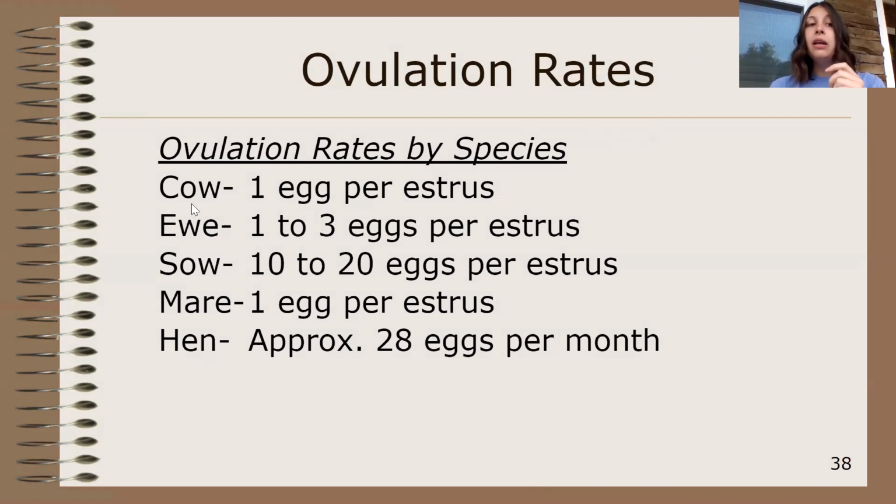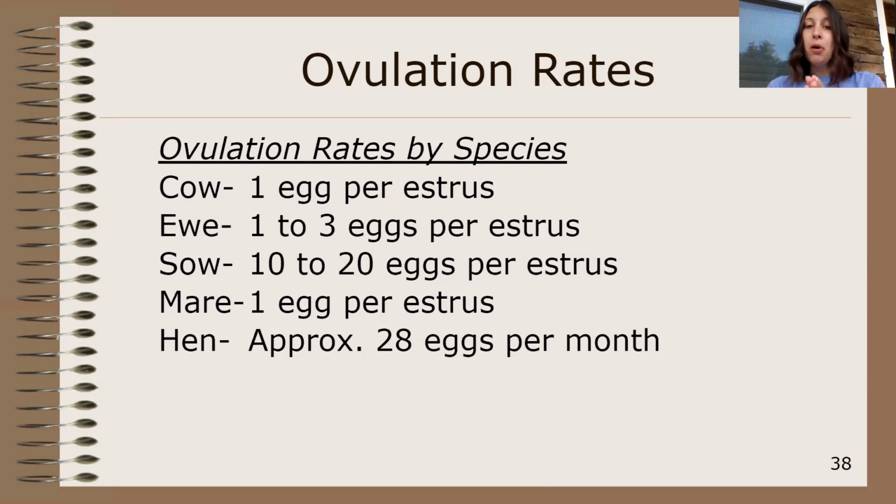A cow typically only releases one egg per estrus, meaning if the cow gets pregnant, it should have one baby. A ewe, which is a female sheep, releases 1 to 3 eggs when she goes into estrus, meaning she can have anywhere from 1 to 3 babies, depending on how many of those eggs get fertilized. Normally, she'll end up having 2. Two is right in the middle. She'll normally have 2 lambs. That is normal.